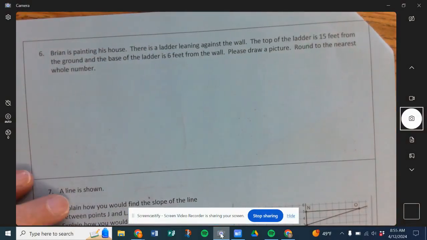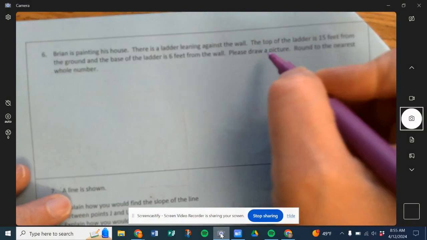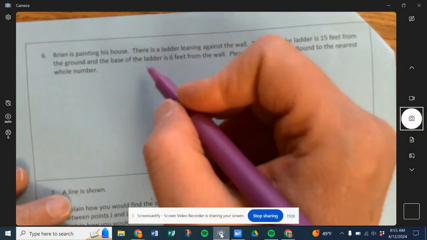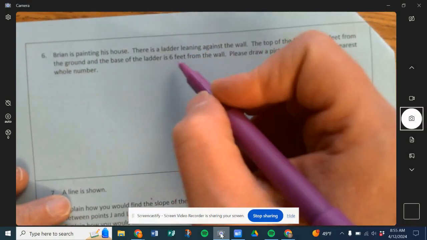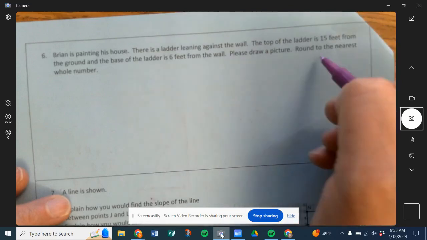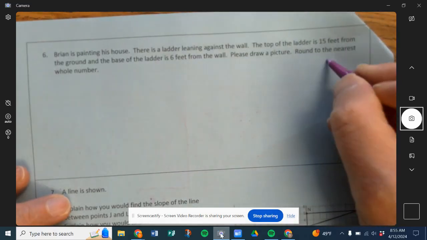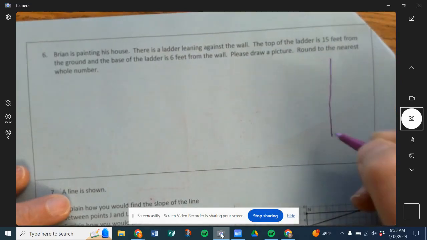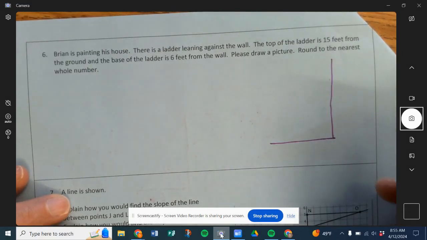Brian is painting his house. There's a ladder leaning against the wall. The top of the ladder is 15 feet from the ground, and the base of the ladder is 6 feet from the wall. Please draw a picture, round to the nearest whole number. That's my wall. That's the ground.